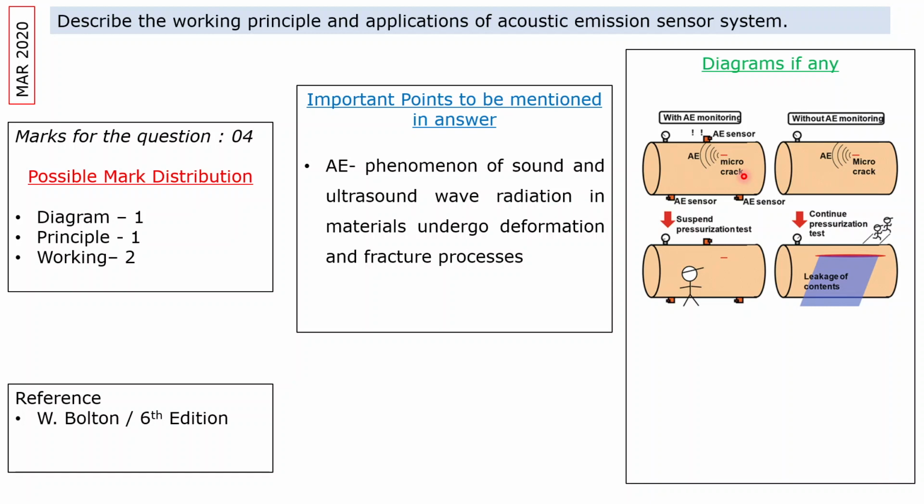When we check the pressure test using an acoustic emission sensor, you can sense the acoustic emissions from this micro crack, and you can suspend the pressurization test. Whereas if there is no acoustic emission sensor, you cannot judge whether there is a micro crack, and it will further lead to leakage of the contents of the tank and failure of the tank. This acoustic emission monitoring is a non-destructive testing, and if you refer to the history, it was first used in nuclear reactor components.